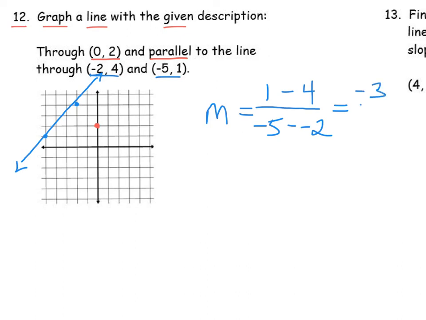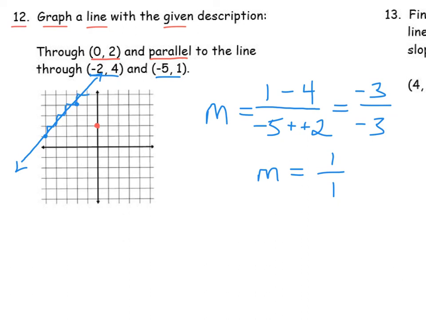So it looks like my slope is going to be negative 3 over negative 3. So my slope is going to be positive 1 over 1, or just positive 1. So I know I'm going up 1, right 1 to get to my next point.